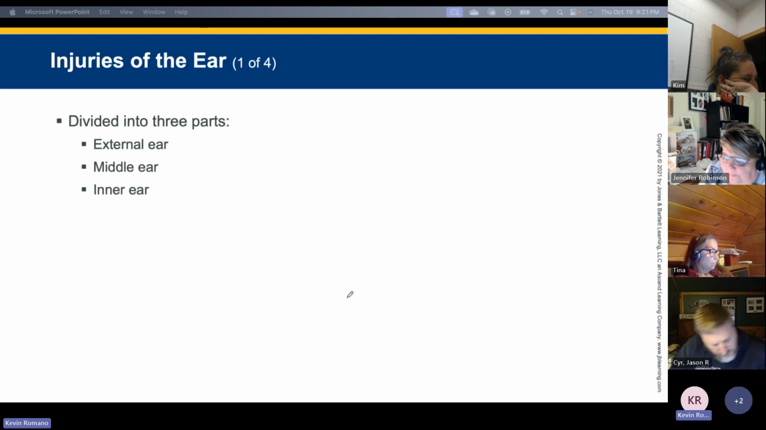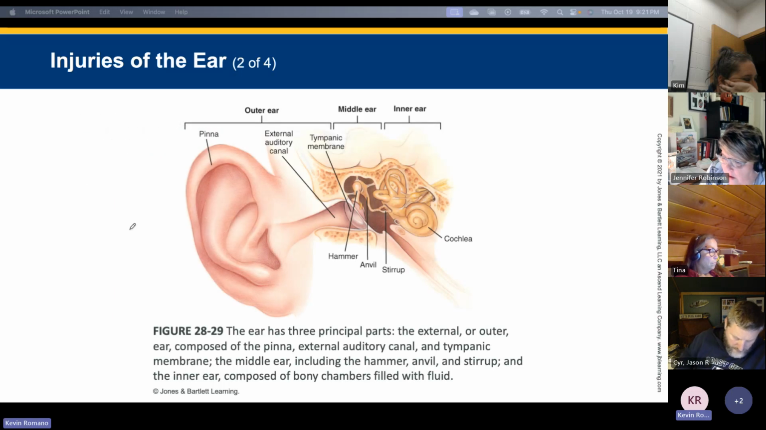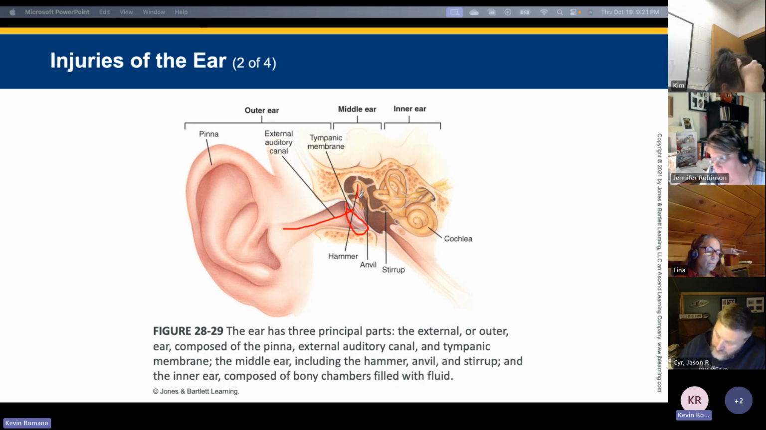The ear is divided into 3 parts: external, middle, and inner ear. Here's a picture of the ear, right? This is the pinna. This is the external auditory canal coming in. Your tympanic membrane or your eardrum is located here. This is called the hammer. The anvil is here, and the stirrup is here. This is the cochlea. You ever seen a patient that had cochlear implants before? Okay, yeah, that's where it's going into, the cochlea.